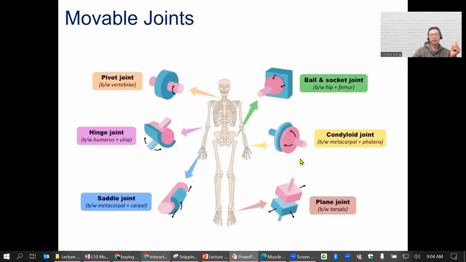And the condyle joint looks something like this. It's kind of like a ball and socket, but with less range of motion permitted.